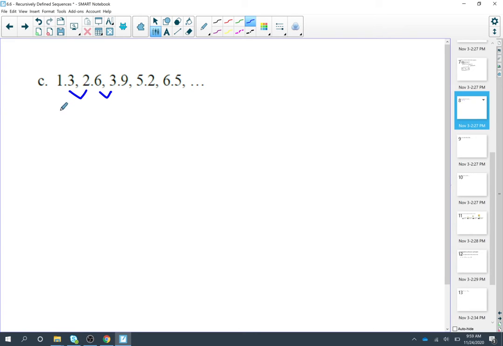Okay, so maybe I add 1.3. So 1.3 plus 1.3 is 2.6. Add 1.3 gets me 3.9. Add 1.3 gets me 5.2. Add 1.3 gets me 6.5. So this pattern is add 1.3. Because I'm adding, again, I know that that's a common difference of 1.3, which means it's arithmetic.